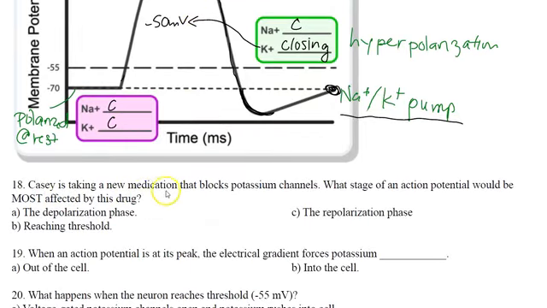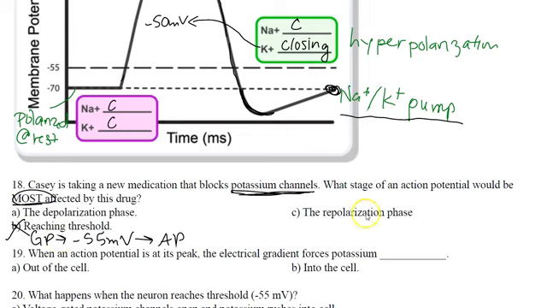Okay, so let's move on to the next example, which is going to be number 18. Casey is taking a new medication that blocks potassium channels. What stage of an action potential will be most affected by this drug? Depolarization, reaching threshold, repolarization. So reaching threshold is all about a graded potential getting to -55 millivolts to trigger an action potential, right? So you're not really dealing with any potassium or sodium voltage gated channels yet. So that one's not going to be as effective.